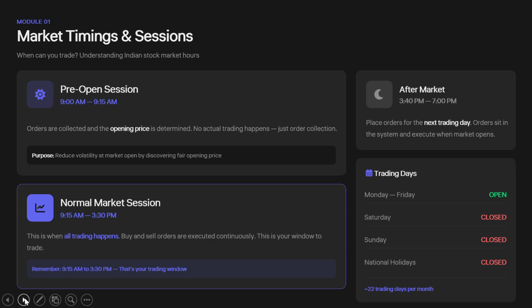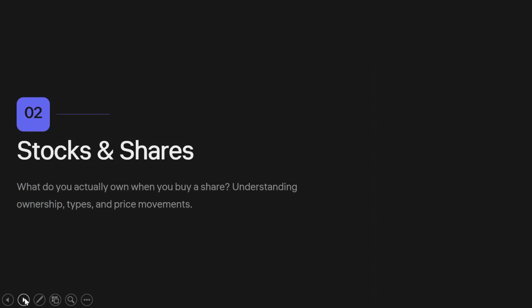Let us move to module 2, that is stocks and shares. Stocks and shares. What do you actually own when you buy a share? Let us find out.